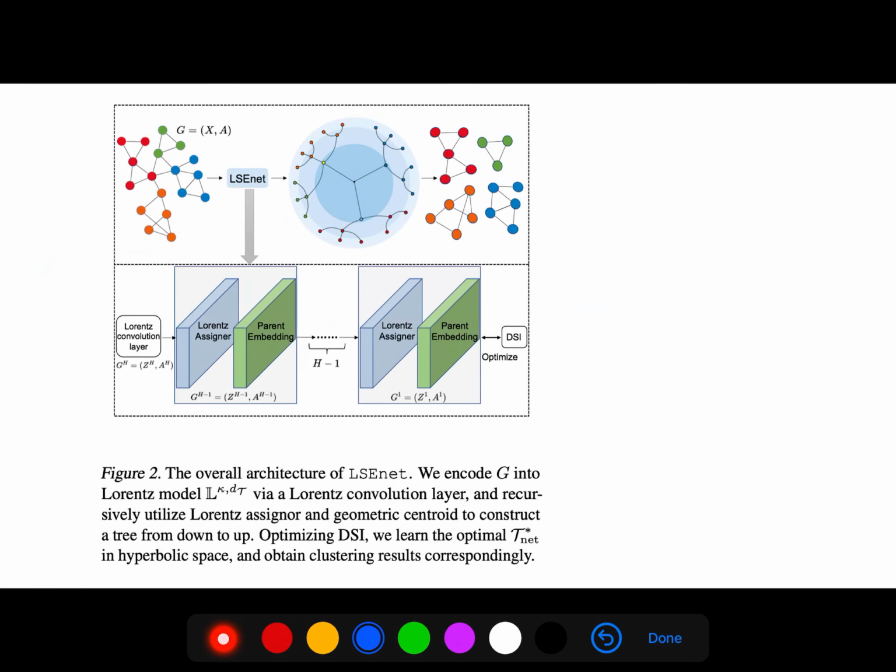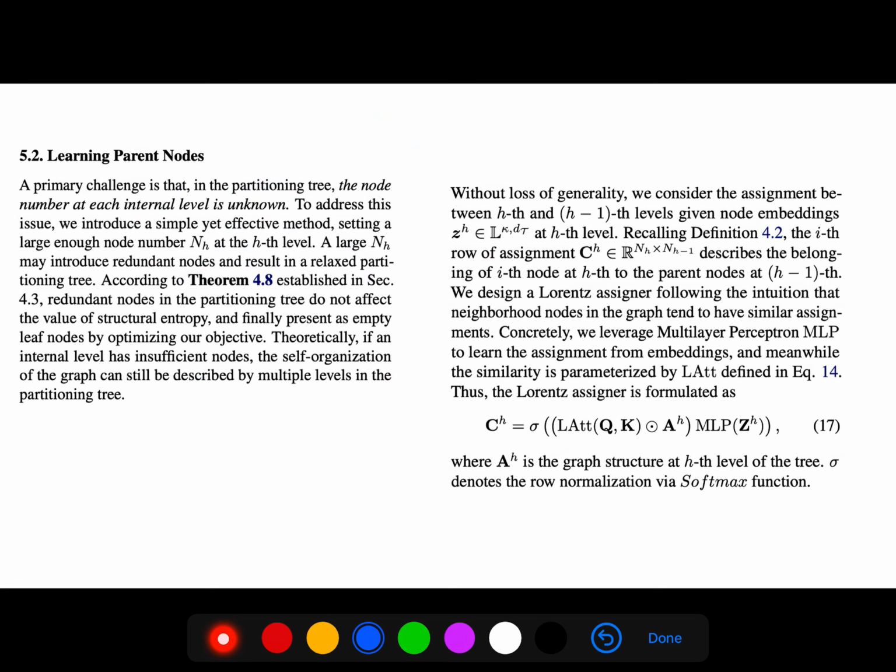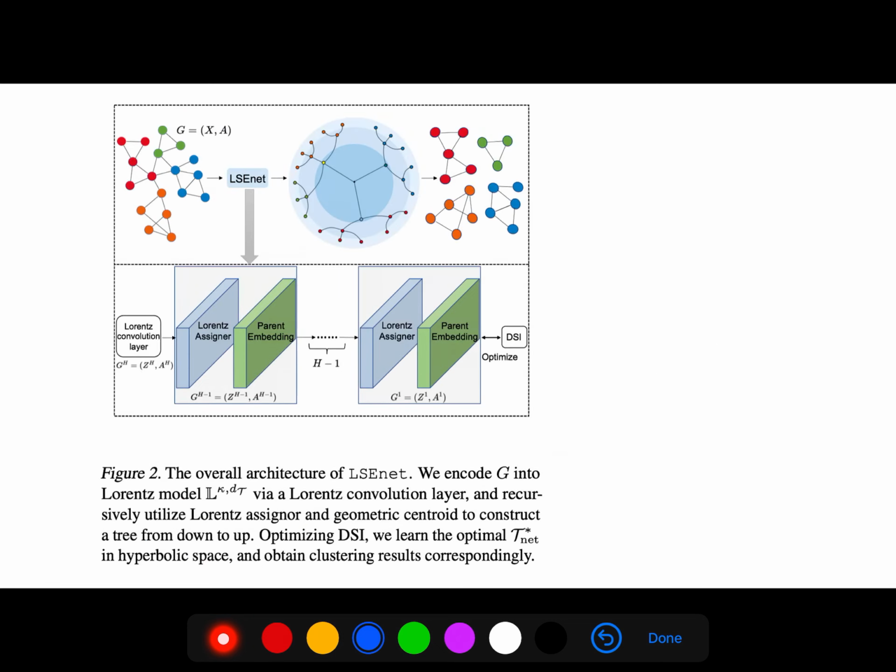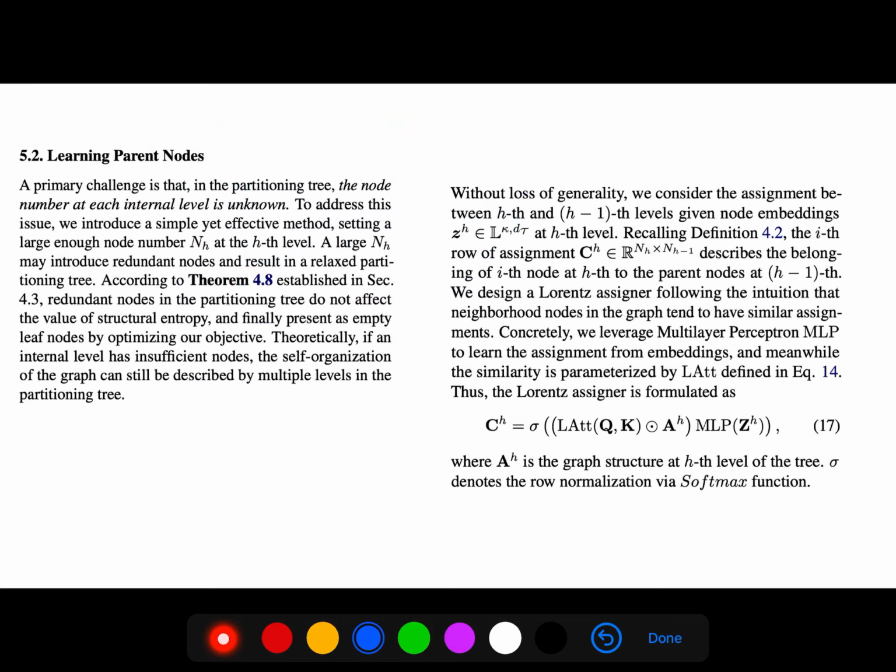So this is the overall structure of LSEnet, that we encode G into the Lorentz model and recursively utilize Lorentz assigner and geometric centroid to construct a tree from down to top. Of course, this may not be biologically inspired. So the Lorentz assigner is here. So the real magic of clustering is in this equation 17.